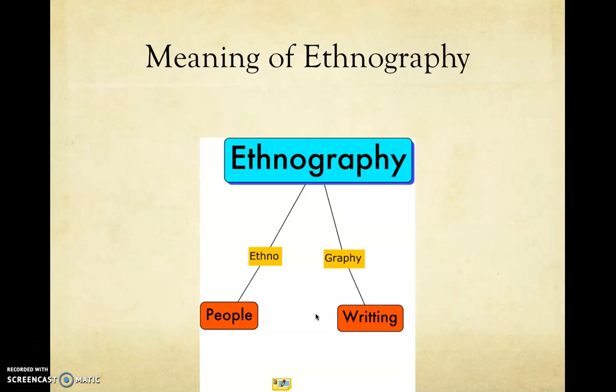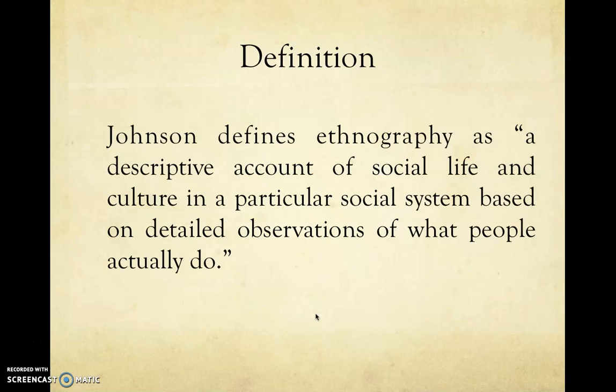Ethnography comprises of two words, that is ethno and graphy. Ethno means people and graphy means writing. So ethnography means writing about the people. Here I am going to tell you about the definition given by Johnson, as he defines ethnography as a descriptive account of social life and culture in a particular social system based on detailed observations of what people actually do.